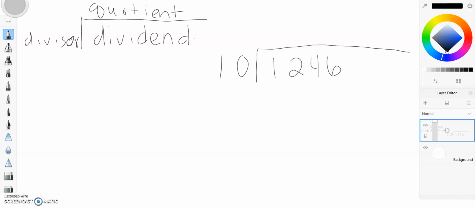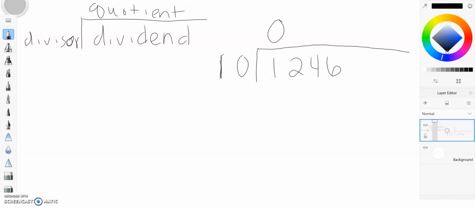So let's see, can 10 go into 1? Can 10 go into 1? No, right? So we're going to put a 0 above where that 1 should be. After we figured out that can't go in, we're going to go to the next numbers together. So 1 and 2 would make 12. Can 10 go into 12? Well, yes, it can, right? And let's see, how many times can it go in?